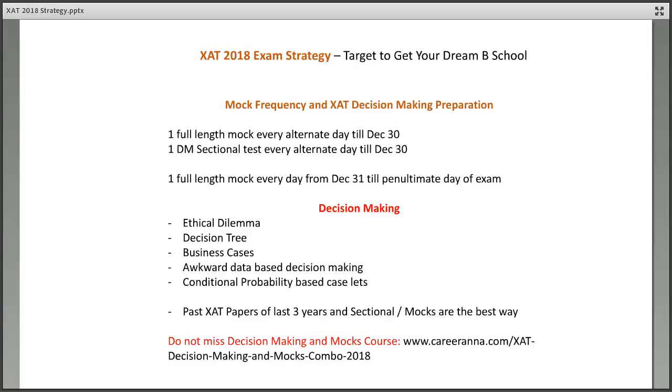If your offline coaching institute has not taught you decision making, then you should be going for a decision making course which teaches you all these different concepts, be it ethical dilemma, decision tree, business cases, awkward database, decision making, conditional probability. And that is where I believe that the decision making course which we run in collaboration with XLRI students and alumni is the best in the market.